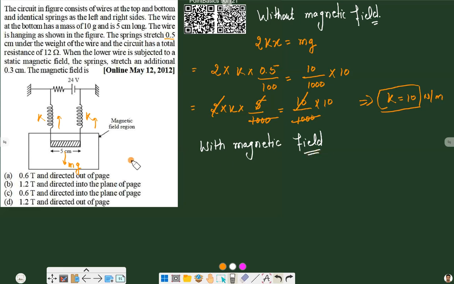Now let's first of all find out the current in the circuit, because there will be some current flowing in the circuit. Only then can we have the effect of the magnetic field. So current will be I, the potential, that is 24 volts, divided by the total resistance of the circuit, that is 12 ohm. So that is 2 ampere. 2 ampere current is flowing in the circuit.